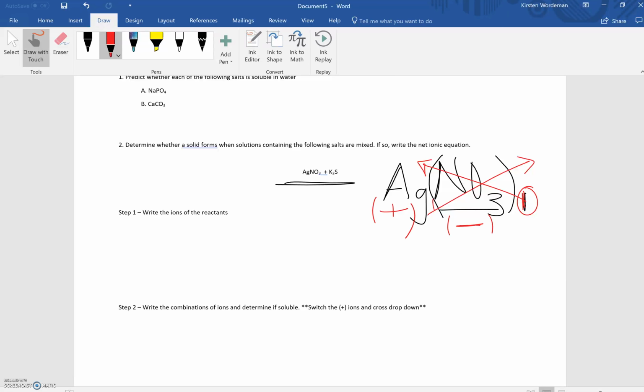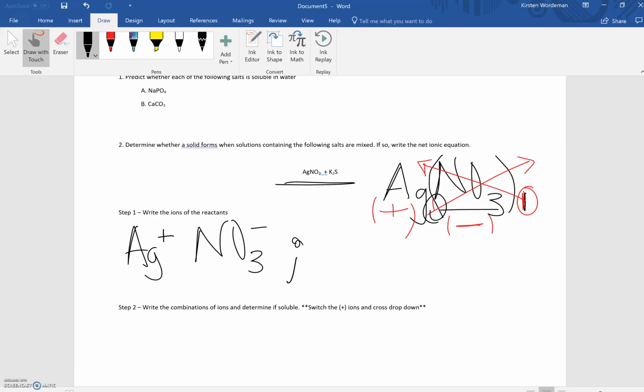Now the charges will differ based on what number you are pulling up. So from this example, by pulling up the 1 on the outside of our nitrate, you get a positive 1 ion for the silver. And pulling that bottom 1 up from your silver and putting it on top of your nitrate, your second ion is nitrate -1. So those are the first 2 ions of your reactants.